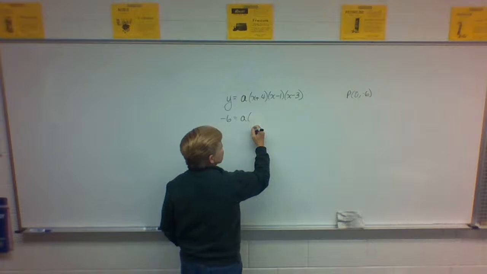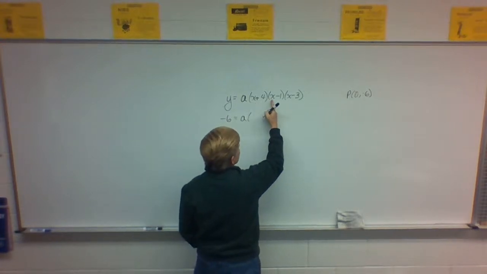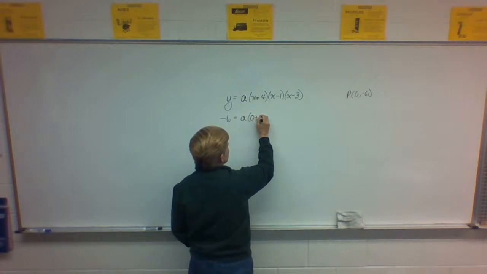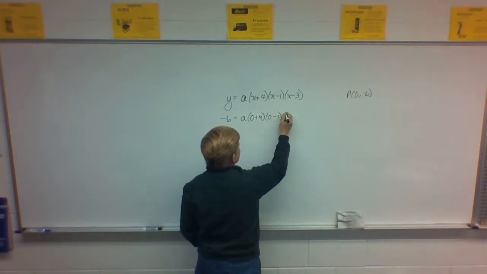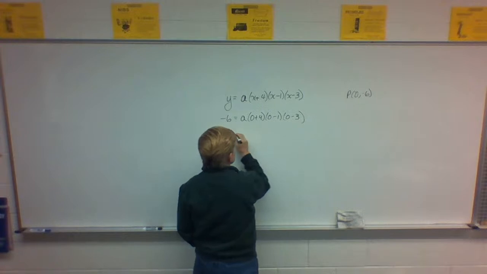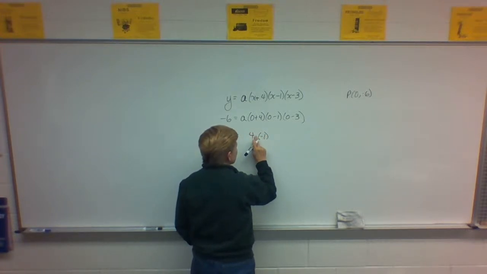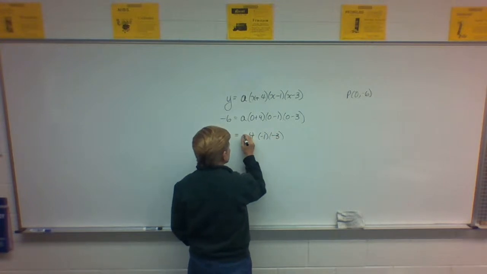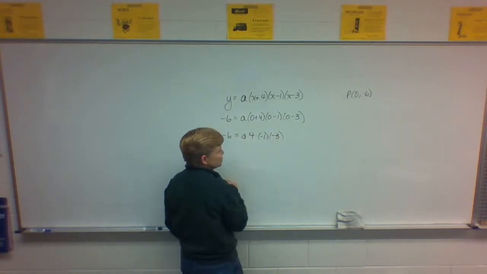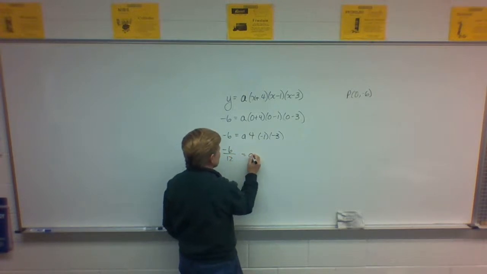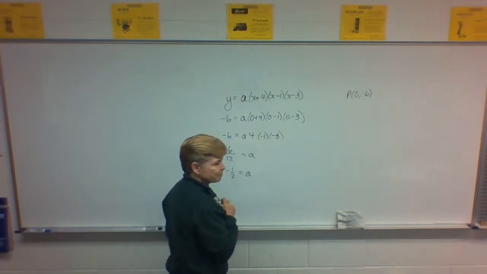Well, it's not going to be that easy. And we replace all 3 of these x's with 0. So it would be 0 plus 4, 0 minus 1, 0 minus 3, which is, as you can tell, 4 times -1 times -3 times a equals -6. What's this product? 12. So I have -6 over 12 equals a, which is -1/2. Turned out negative like we expected.